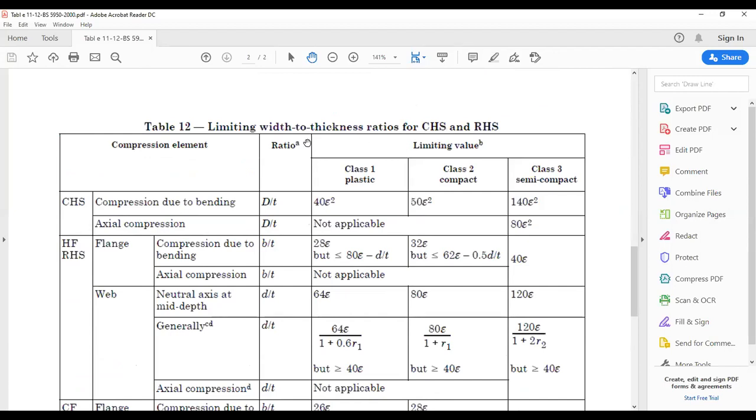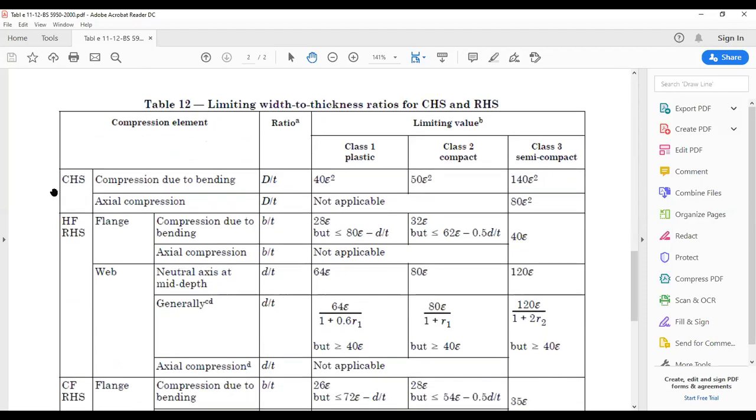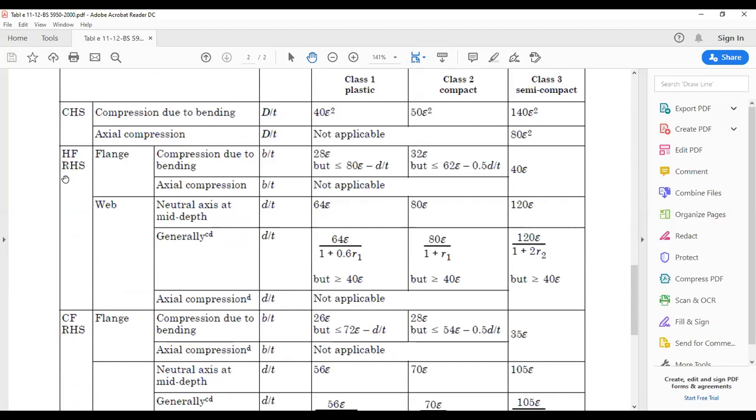This one is the classification criteria for circular hollow sections and rectangular hollow sections. This one is Table 12 of the code. This one is for circular hollow sections, which can be subjected to bending or compression, and these are the ratios. This one is for rectangular hollow sections.